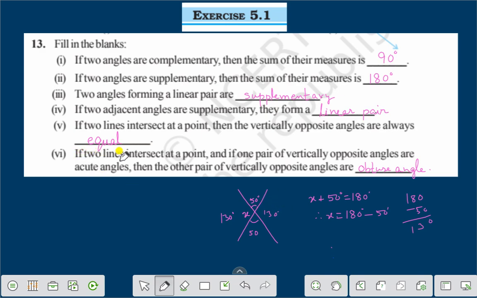Therefore, the question was, if two lines intersect at a point and if one pair of vertically opposite angles are acute, meaning less than 90 degrees, that is 50, right? Then the other pair of vertically opposite angles are obtuse angles, right? This is the solution of question number 13 of exercise 5.1.